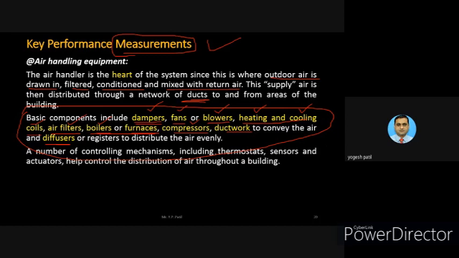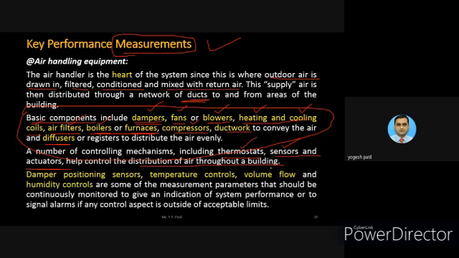A number of controlling mechanisms, including thermostats, sensors and actuators, help control the distribution of air throughout the building. Again, clarity is not given; generalized words are written: thermostats, sensors. Which sensor is not specifically mentioned, but the sensors are related to all these particular components. So now we are coming closer and closer to instrumentation and control: sensors, actuators, and controlling.